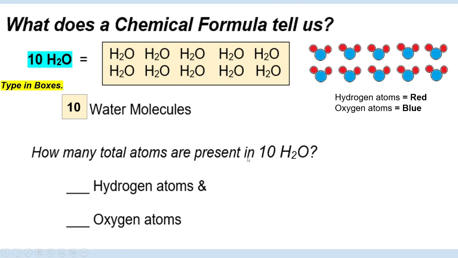So, how many total atoms are present in 10 H2O? So, we have 10 hydrogen molecules, but there are 2 of each hydrogen. So, 10 times 2, we have 20 hydrogen atoms. Then we look at oxygen. When there is no subscript, that is just indicating there is only one atom. So 10 times 1, there are 10 oxygen atoms.